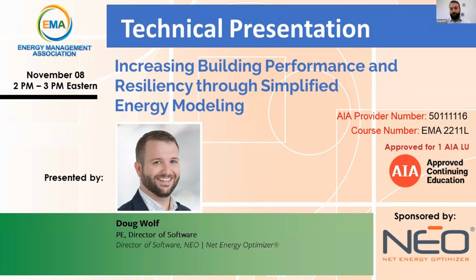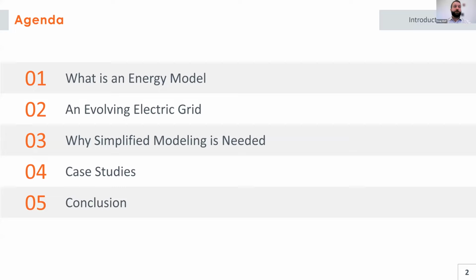So we're going to start off by talking about what is an energy model. We'll move into talking a little bit about how the electric grid is evolving today and into the future, and the role that energy modeling can play in helping to address some of the issues that we see coming from the grid. And then we'll focus more in on what is simplified modeling, why it's needed and the benefits of it. We'll talk about case studies, as well as what to look for in simplified modeling tools. And then we'll draw a few conclusions and, as Sam mentioned, get into some question and answers towards the end. So there's, like I said, a lot to unpack here. So let's go ahead and get started.